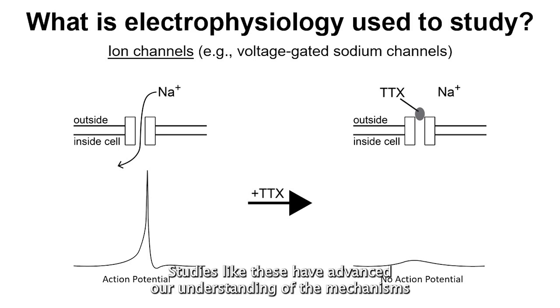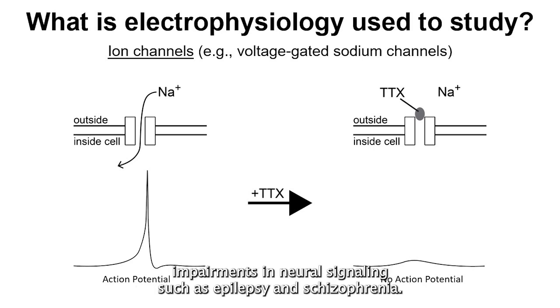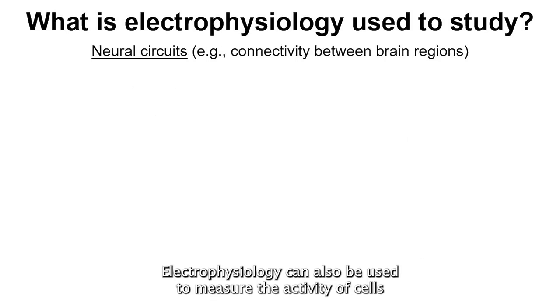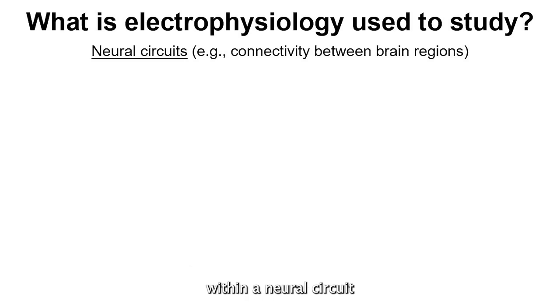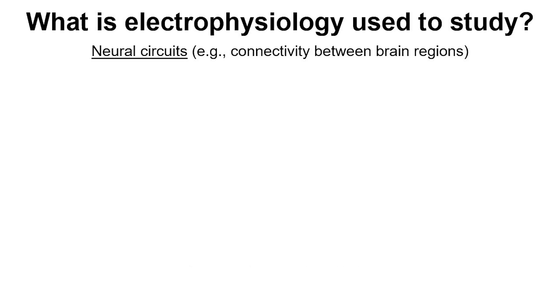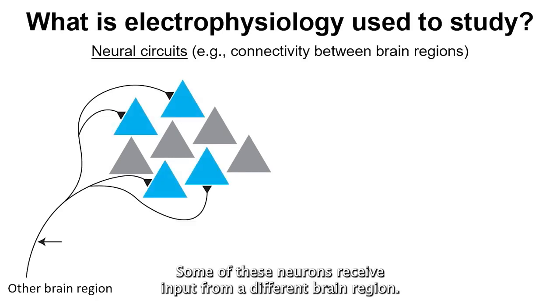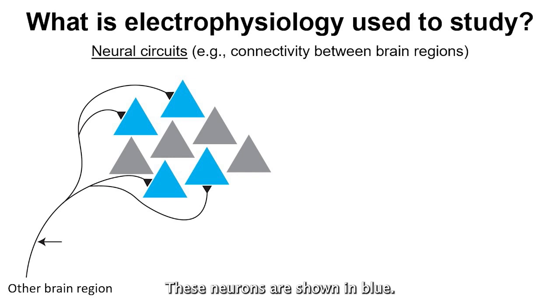Studies like these have advanced our understanding of the mechanisms of neural signaling and improved our understanding of diseases that involve impairments in neural signaling, such as epilepsy and schizophrenia. Electrophysiology can also be used to measure the activity of cells within a neural circuit, or group of cells, that fire together to support specific functions. We start with a group of neurons shown as triangles. Some of these neurons receive input from a different brain region. These neurons are shown in blue.